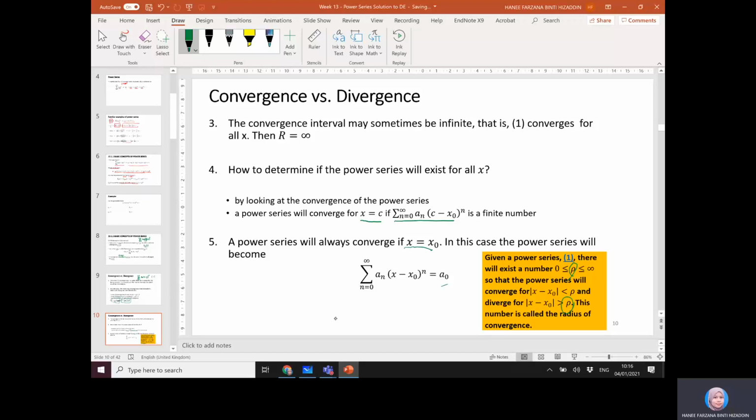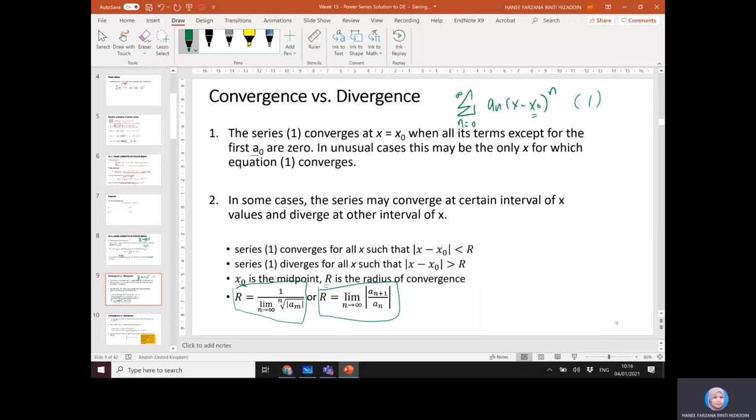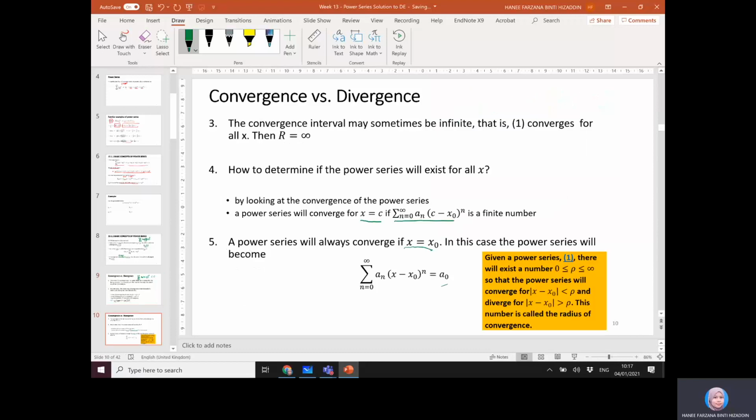So rho is actually equivalent to r, the radius of convergence, this r that we saw before. So r and rho can be used interchangeably. Some books use r, some books use rho, some references or videos also use r and rho. So just know that they have the same meaning, referring to the radius of convergence.